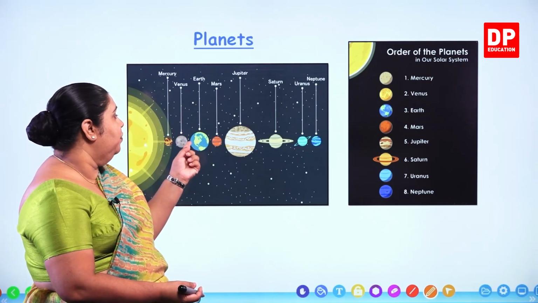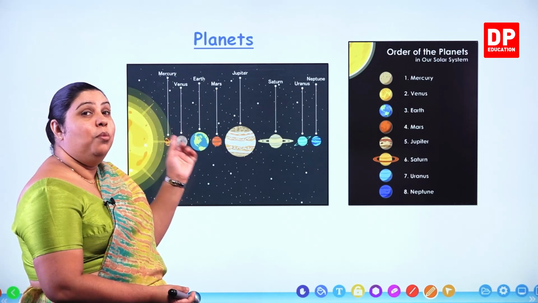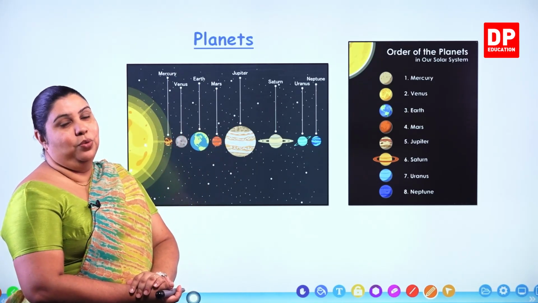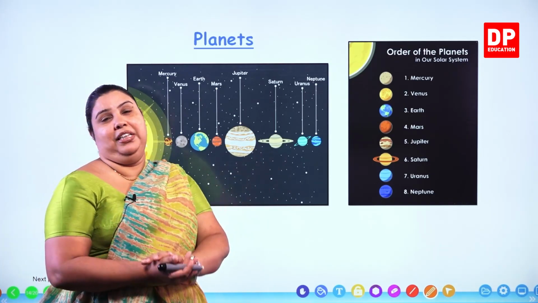So when we look at the sky from the planet Earth, we can see these other planets. Only thing is we can't identify them.